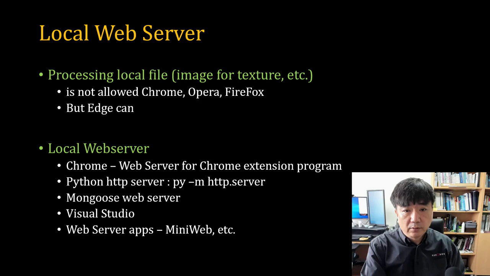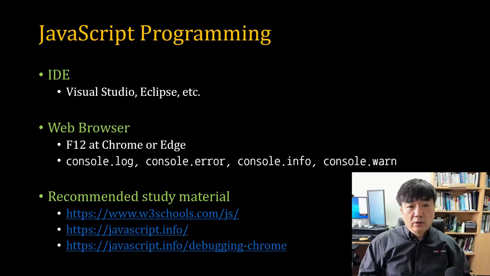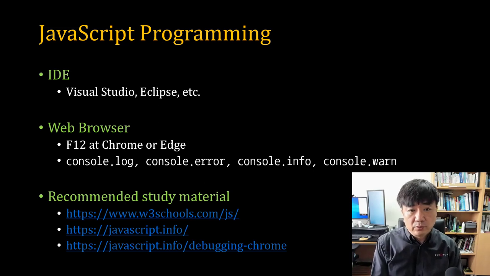In most cases, a sample program in a WebGL tutorial can be executed from a local file. In some cases, for example image file access, we should execute it on a local web server. It is a much safer way. If you are familiar with Visual Studio or Eclipse, you can use it for programming JavaScript. It is very useful for debugging or checking the code. There are many advantages to using Visual Studio or Eclipse, like an integrated development environment.